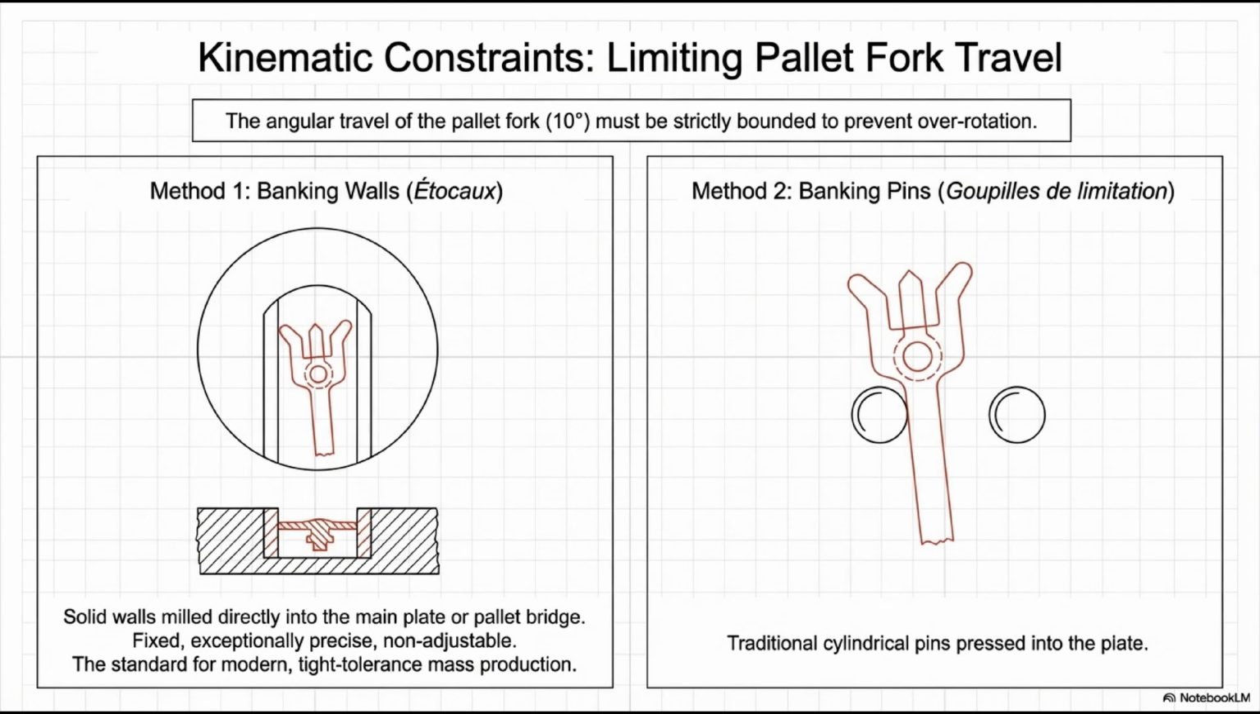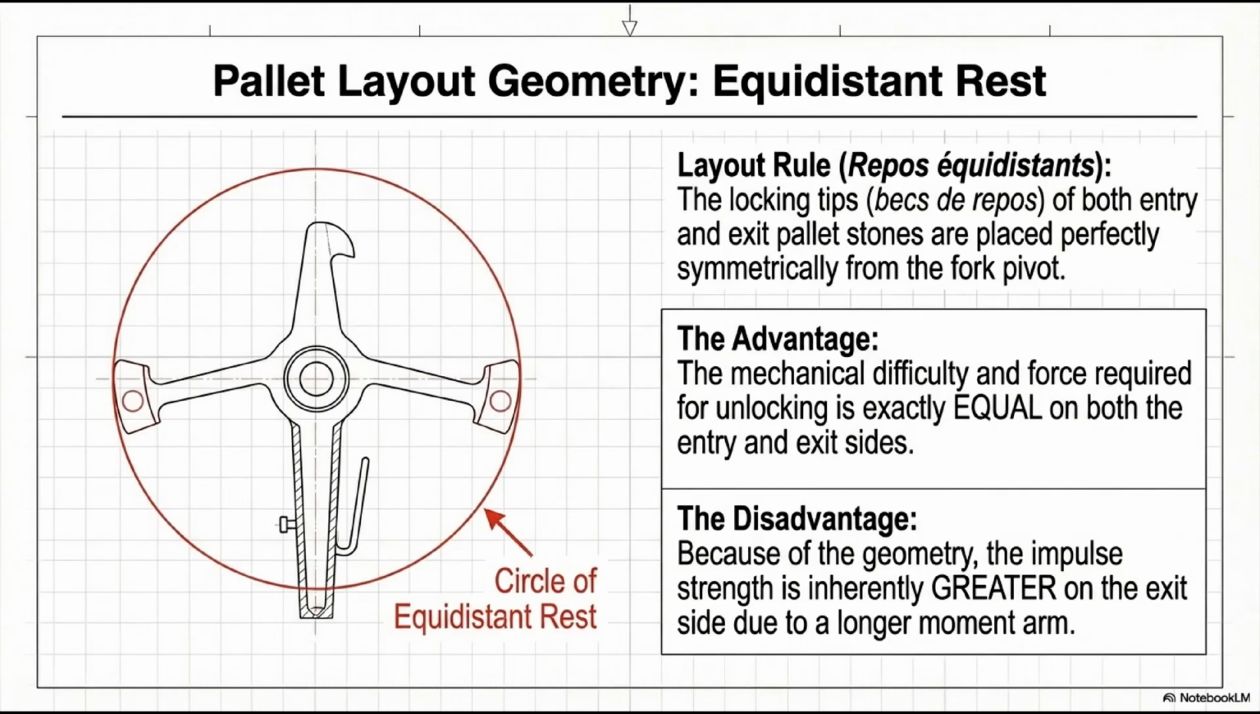Banking pins for adjustment, adococks for production. Both achieve the same kinematic goal. We're moving into the geometry of pallet stone placement, one of the more subtle topics in the chapter.